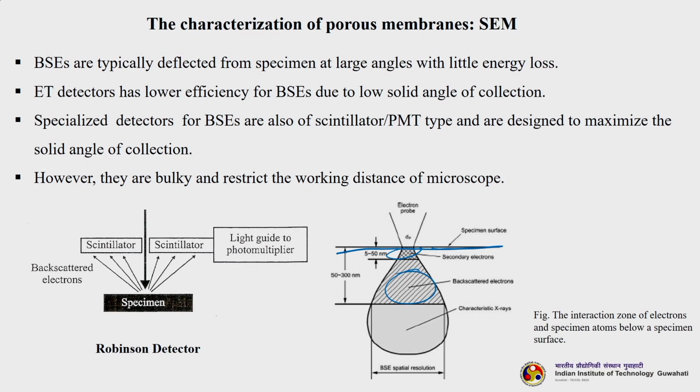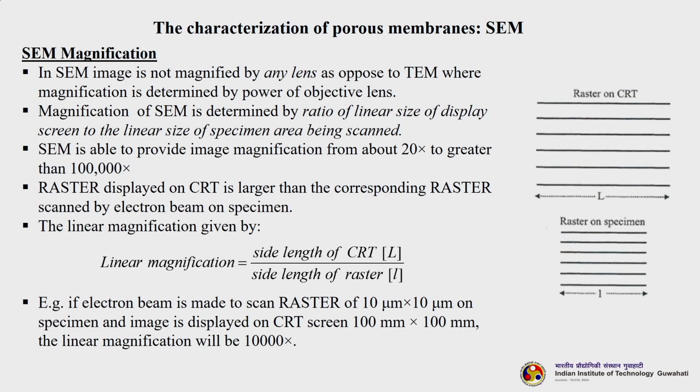So, if the backscattered electrons are more, it is not good for imaging purposes. So, you need to minimize that. The SEM image is not magnified by any lens, as opposed to TEM, where magnification is determined by the objective lens. The magnification of SEM is determined by the ratio of the linear size of the display screen to the linear size of the specimen that is being scanned.